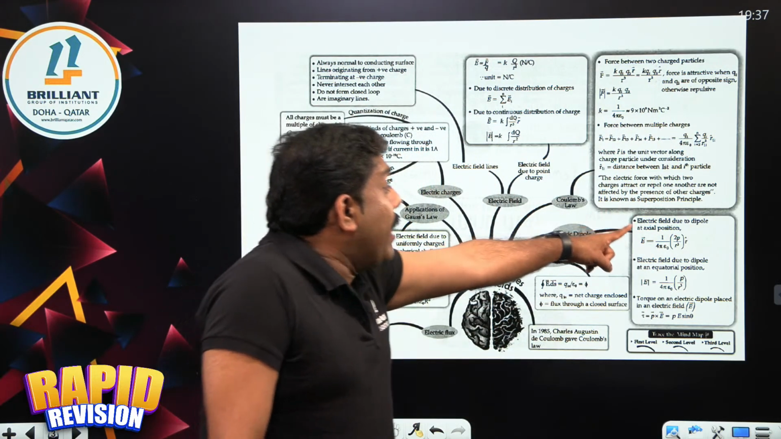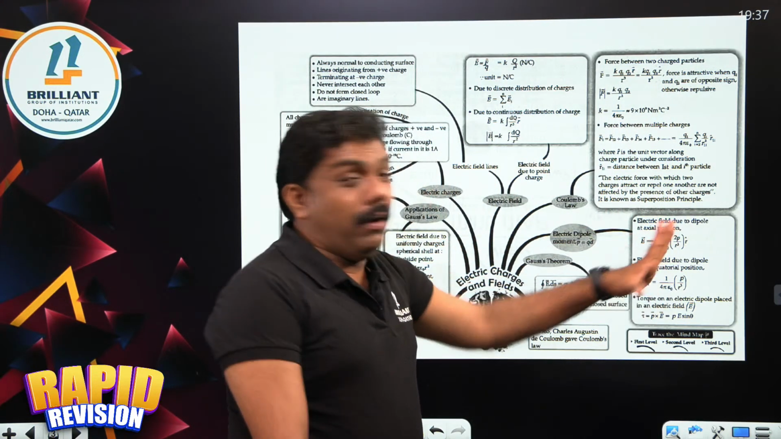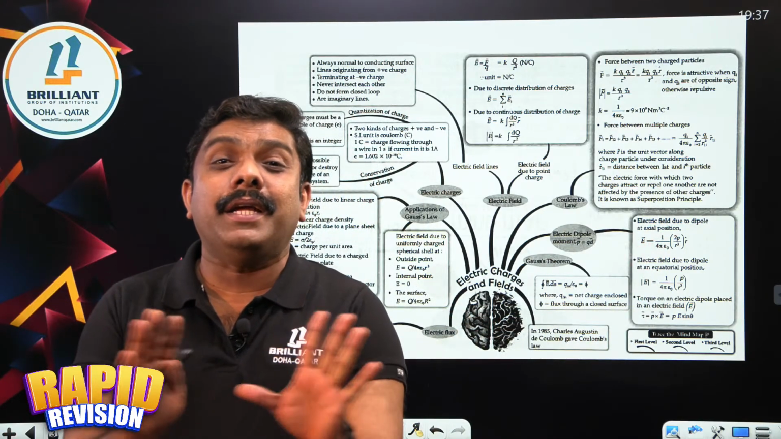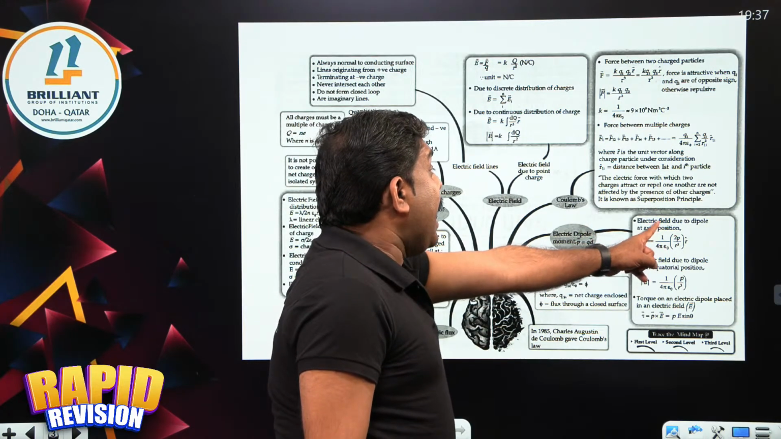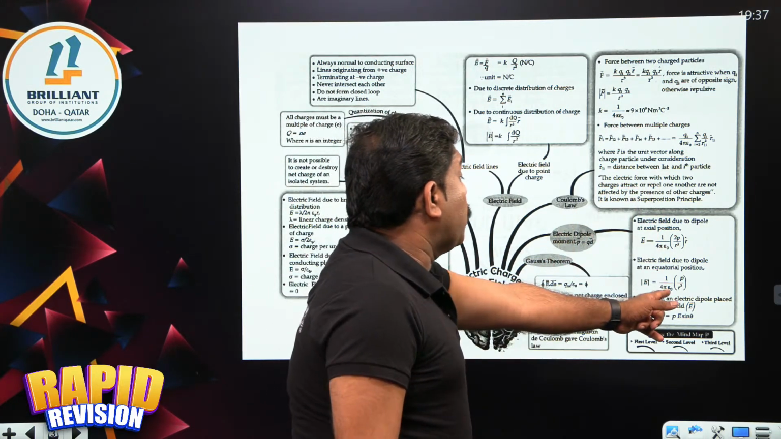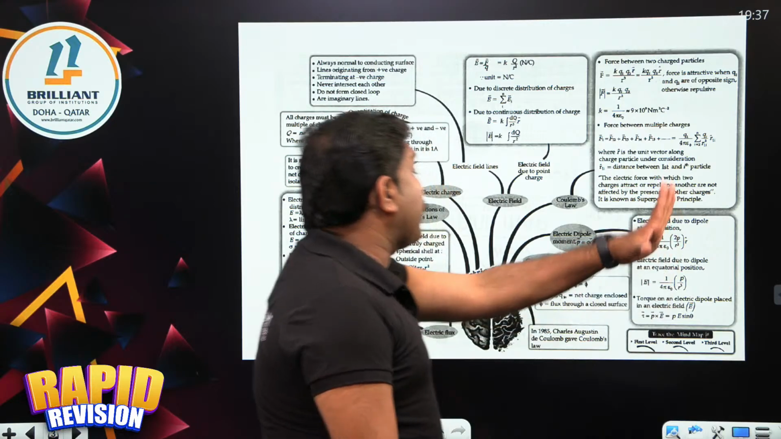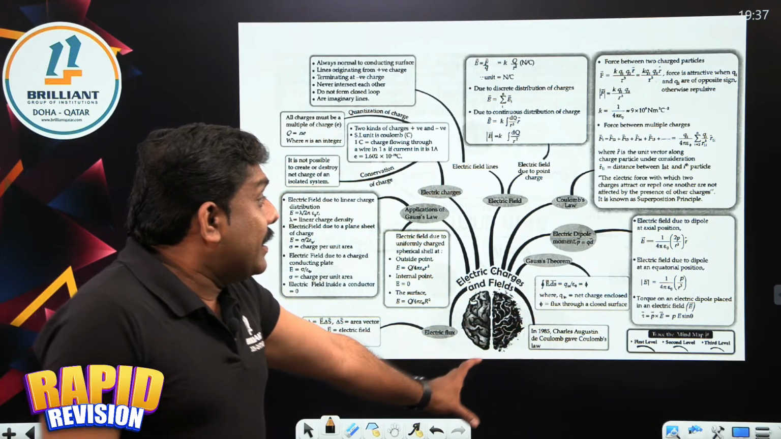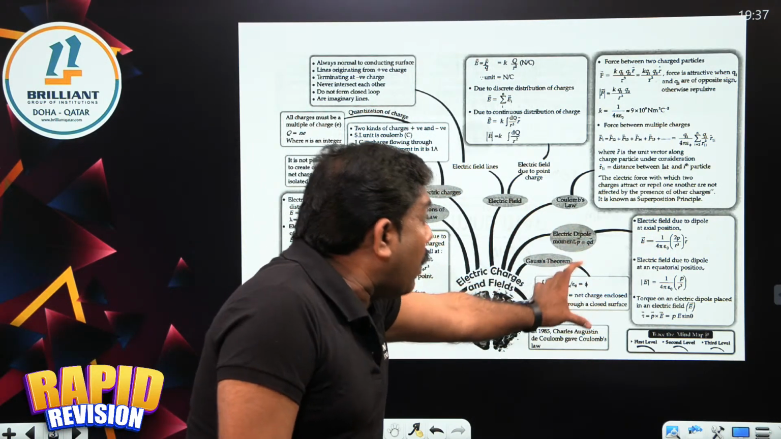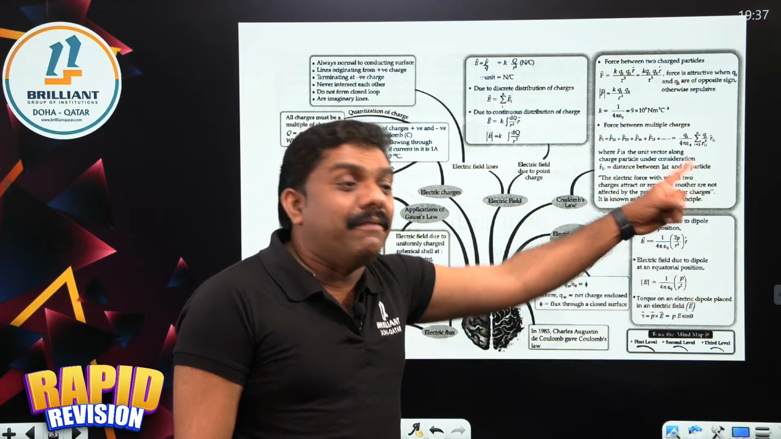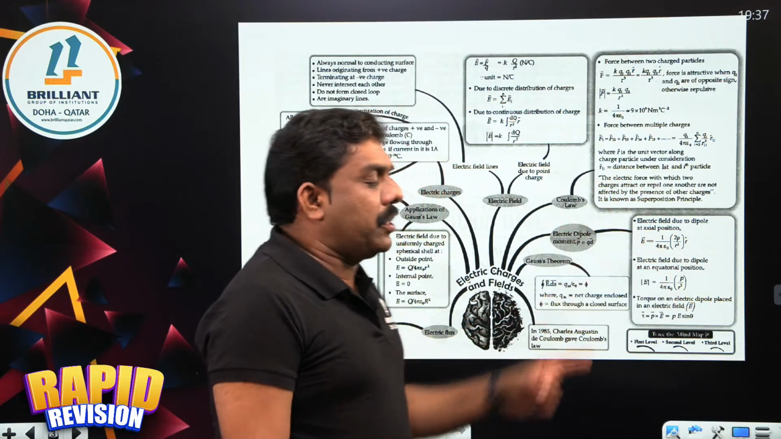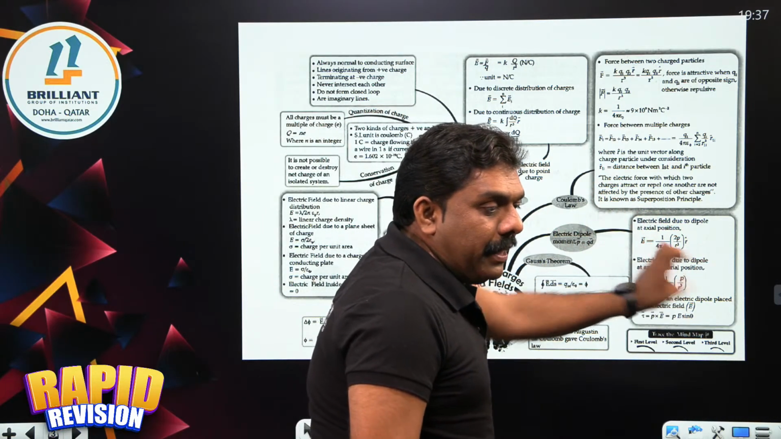We have the electric field due to a dipole, the axial one and the equatorial one. Three very important derivations: axial derivation, equatorial derivation, and torque derivation. See the right bottom corner, there are 3 things. These 3 things are very important derivations coming for examinations.